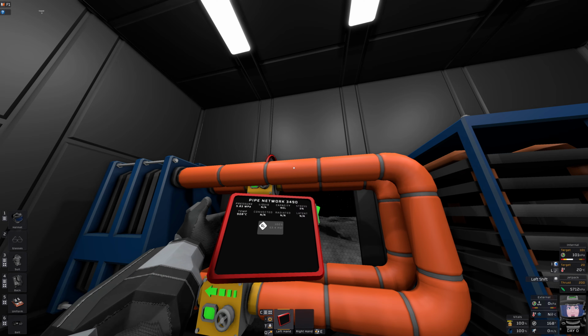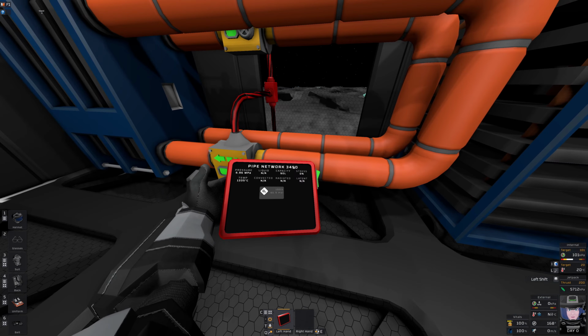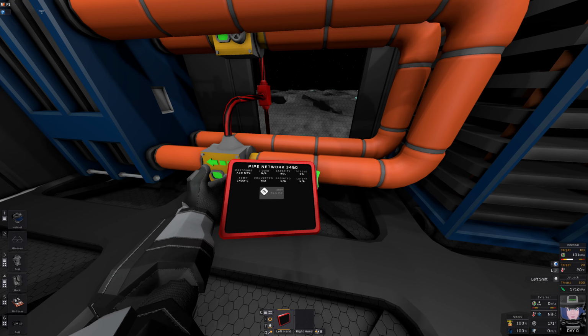And it's increasing temperature. I guess the pumps don't really make any difference here.